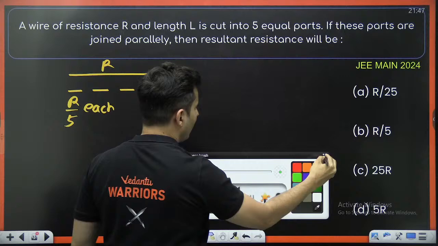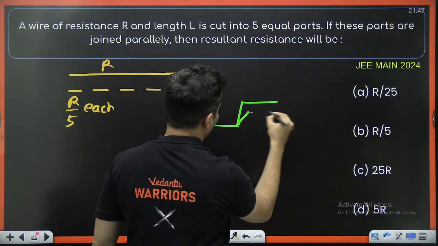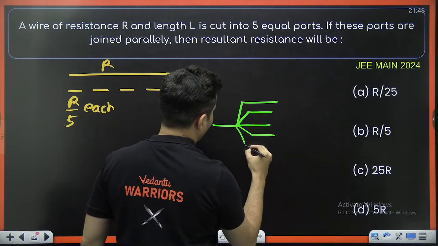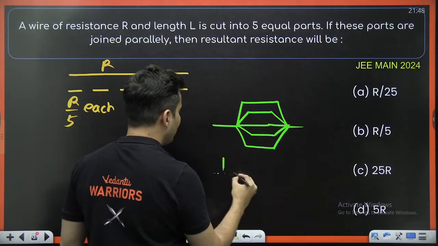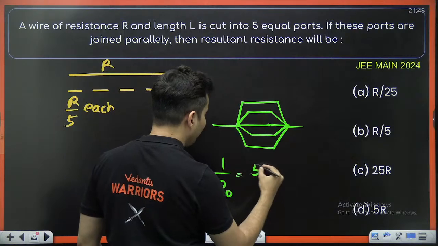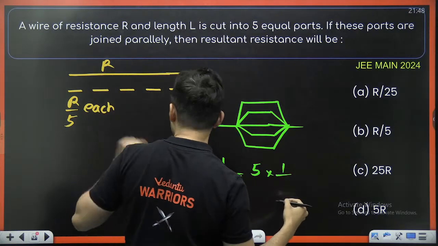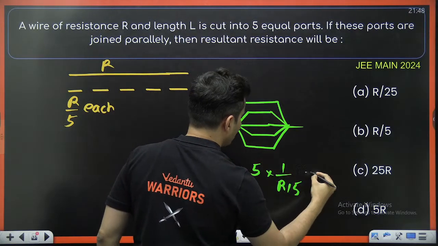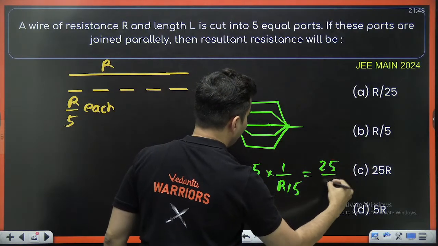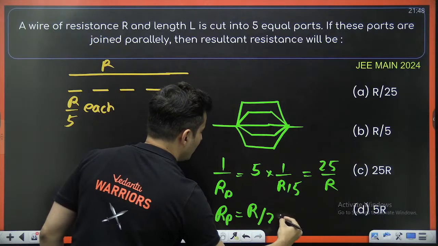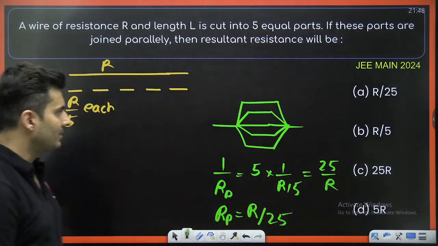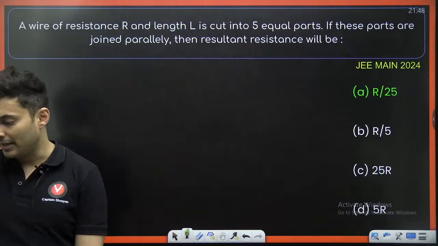Now when you take that R by 5 and connect them in parallel, my dear warriors, something like this, what will be the new resistance? 1 by Rp will be 5 times 1 by each resistance, which is R by 5. So that will make it 25 by R. So the parallel resistance will be R by 25. That is the answer, R by 25, which is option number A.